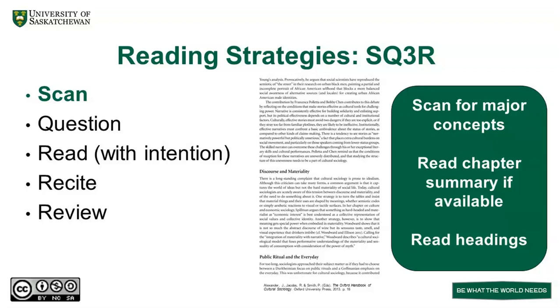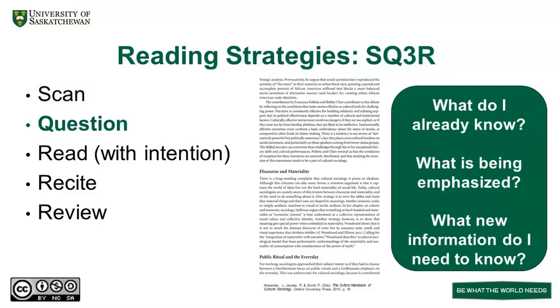So with scanning, we're checking what are the major concepts in this chapter. If there's a chapter summary available, usually at the end of a chapter, read that first. Look at the headings, just get a sense of what this chapter is all about. Second, once we have a quick sense, which would take about 30 seconds to do, we want to look again really quickly, asking ourselves, what prior knowledge am I bringing to this?